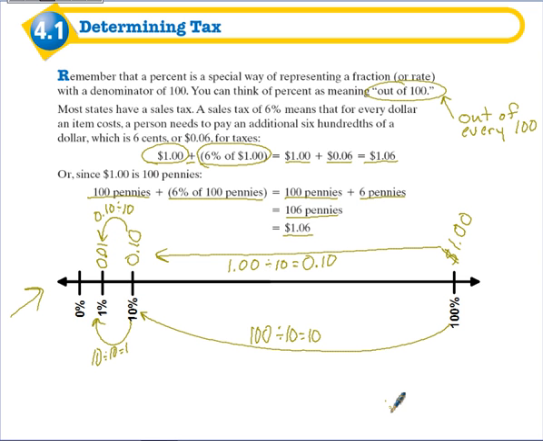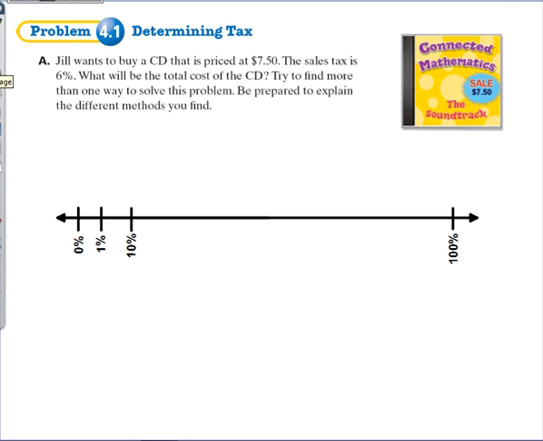Now, the really cool thing is knowing the 10% and especially the 1%, you can find any other percent that you need to find. Let's do this first example right here. We're not going to write the whole thing here, so I'm going to highlight what I'd like for you to write into your C notes. You're going to write, Jill wants to buy a CD that is priced at $7.50. The sales tax is 6%. What will be the total cost of the CD? So, what is the 100% cost of that CD? What does the CD cost before any kind of tax? $7.50.